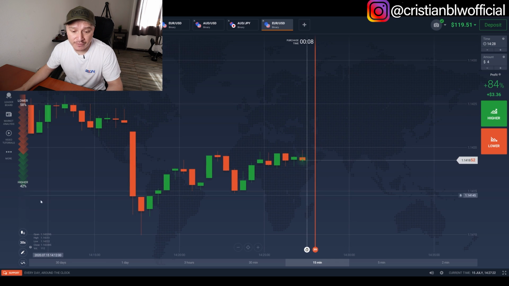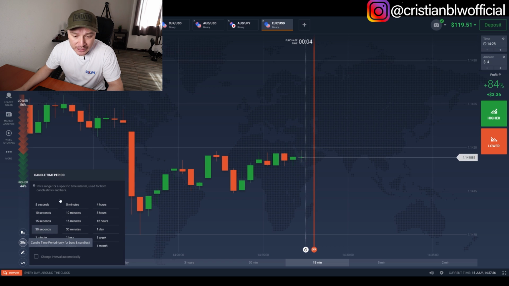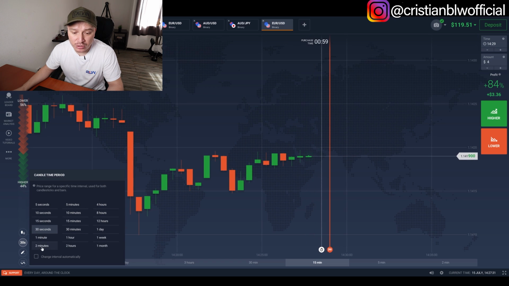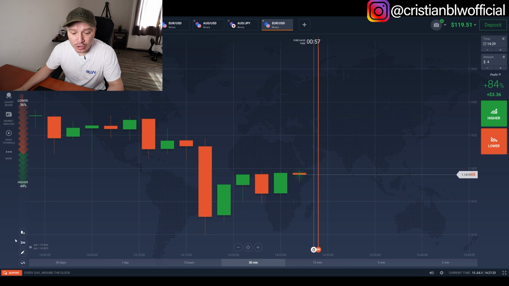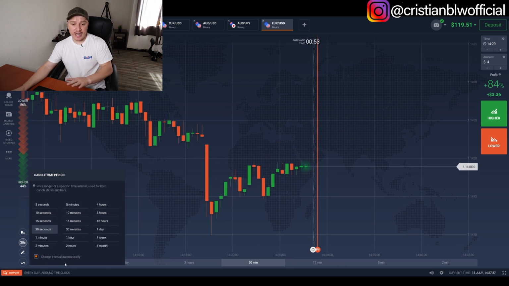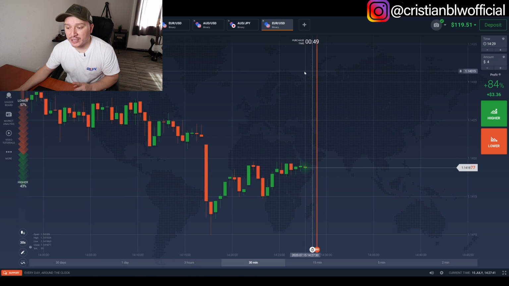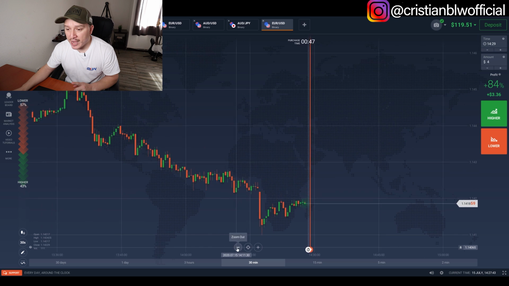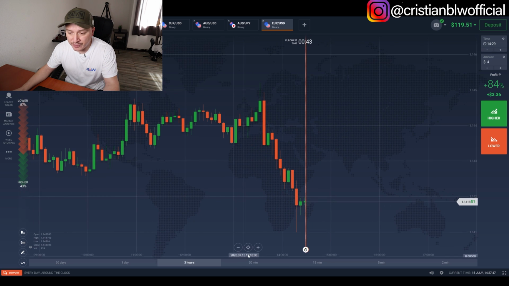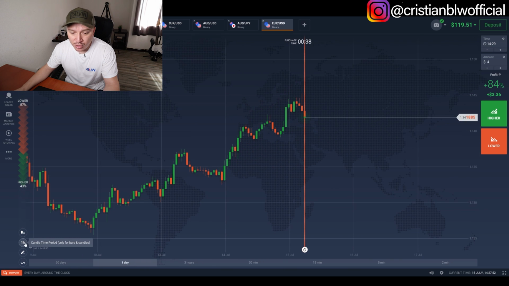How do you change that time frame? Over here where it says candle time period, you click on it and you select the time frame of the candle. I recommend you change it to 2 minutes. But also, once you click in here, you see that this usually is checked automatically. What this is, change interval automatically, means that if you zoom in or out, the time frame of the candle changes. Take a look, it changed to 5 minutes. If I zoom out a little more, it will change again to 1 hour.